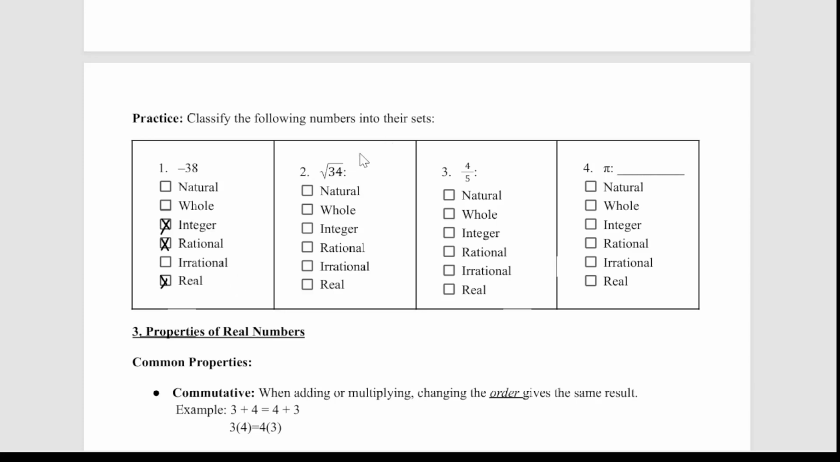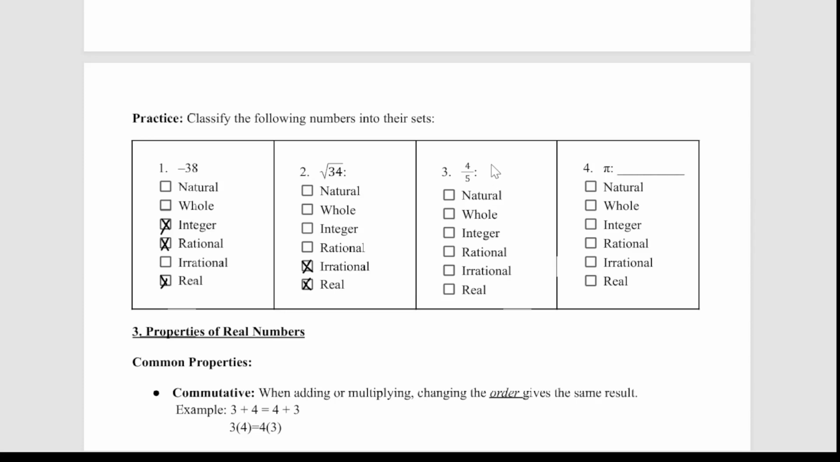Square root of 34 does not simplify. There is no nice clean number that gives us the square root of 34. The closest perfect squares are the square root of 25, because 5 times 5 gives us 25, and the square root of 36, since 6 times 6 gives us 36. But this does not have any nice answer like that. So that is considered irrational, but he's still real.